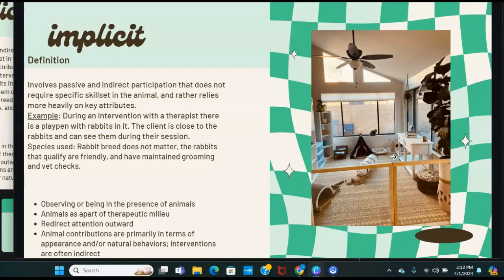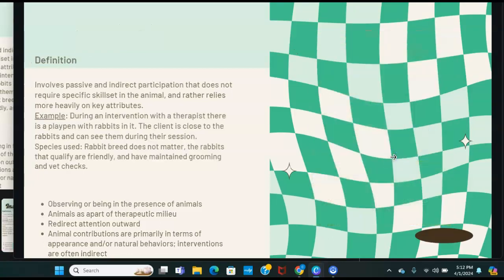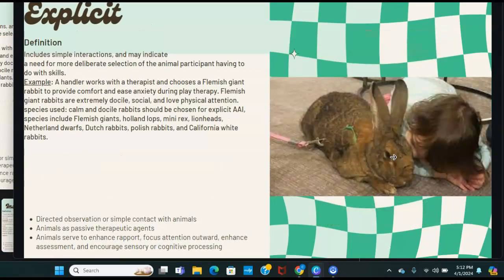More examples of implicit are observing or being in the presence of animals. Animals are a part of the therapeutic goals. Redirect attention outward. Animal contributions are primarily in terms of appearance or natural behaviors. Interventions are often indirect.